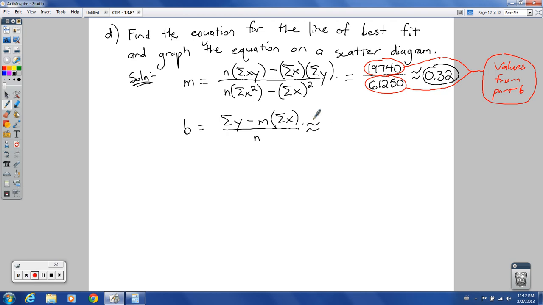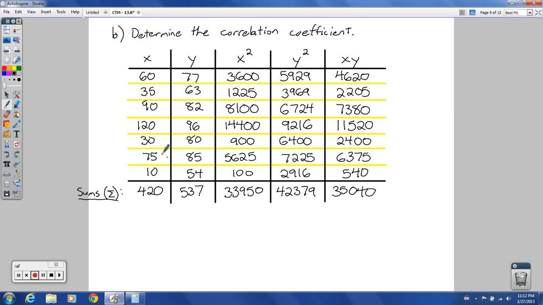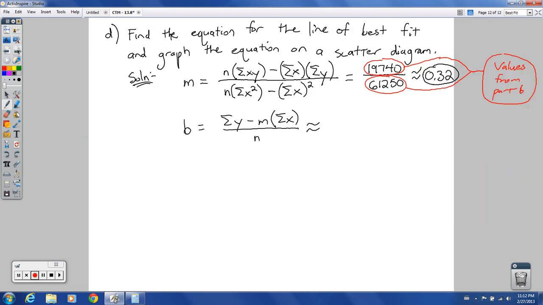And so I'm going to put approximately equals here because I used a rounded off decimal for m right there. And the sum of the y values, from the table back here, was 537. The sum of the x values, remember, was 420 as well, so I'm going to plug those things into the equation here. So we have 537 minus 0.32. Where did that come from? That comes from right there. So 0.32, let's make a little arrow with our normal color there. And the sum of the x values, 420, over 7.